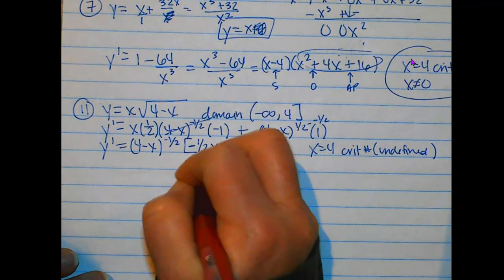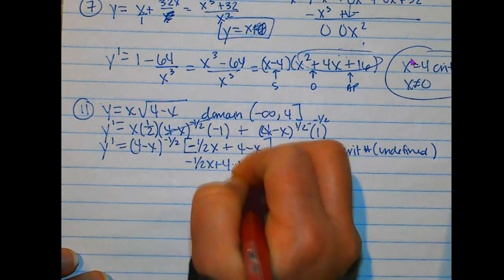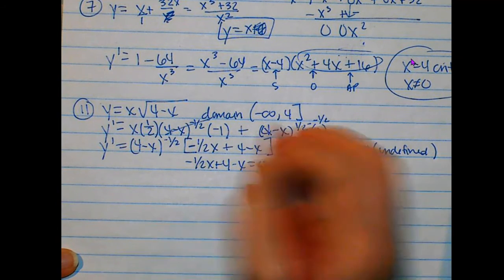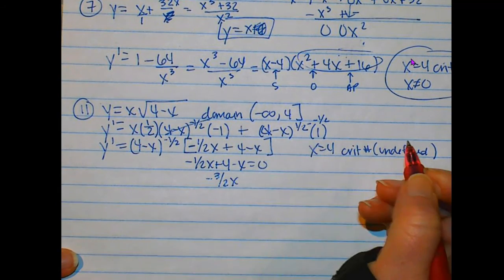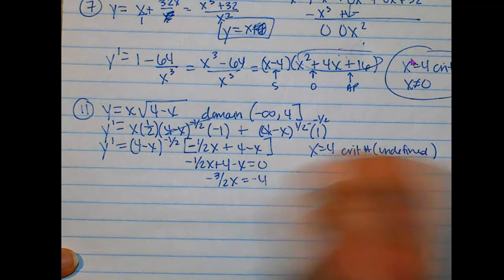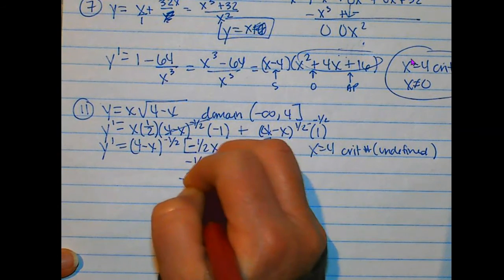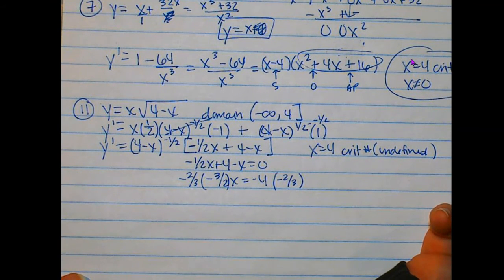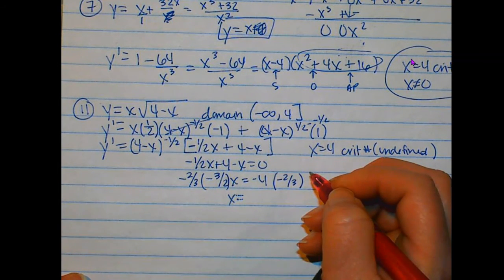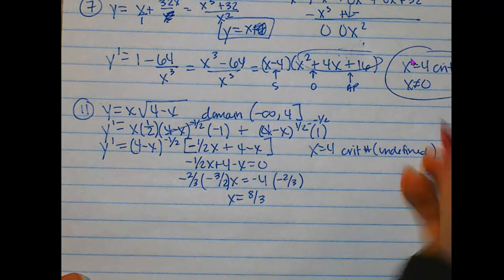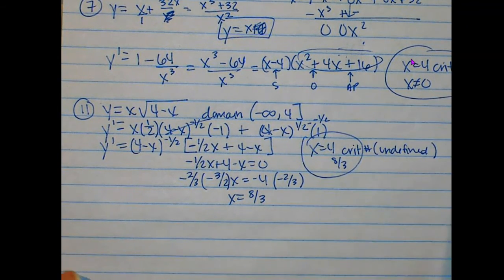And this one we're going to solve negative 1/2 x plus 4 minus x equals 0, the top equal to 0. So I've got negative 3/2 x equals negative 4 multiplied by negative 2/3. How about that? Adding fractions, moving over, multiplying, x equals positive 8/3. Critical numbers. There we go. What's next?